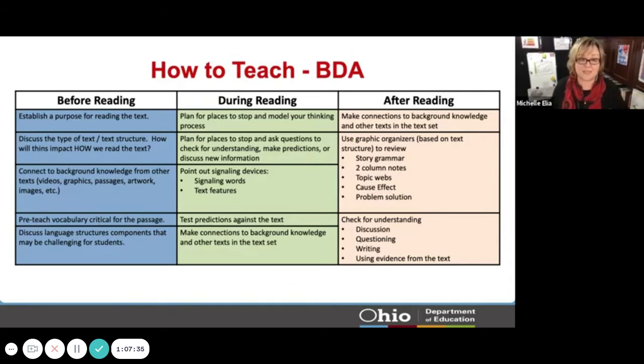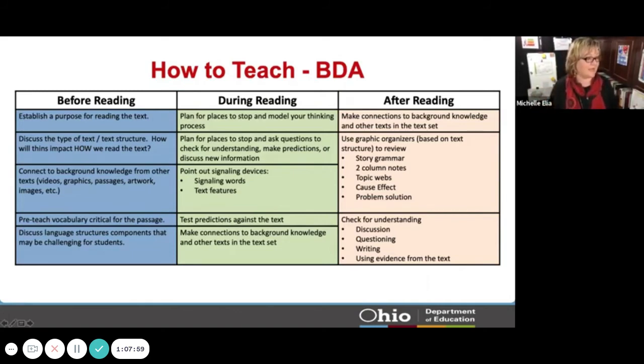So we know that syntax needs to be addressed, and before we even open up the text, I'm going to pull sentences out. I'm going to talk about phrases in those sentences. If there's multiple clauses, I'll talk about the clauses in that sentence. We'll make connections in terms of, is it a complex or a simple sentence or a compound sentence? So we're going to talk about the language structure of multiple sentences from the text before we dig into it.